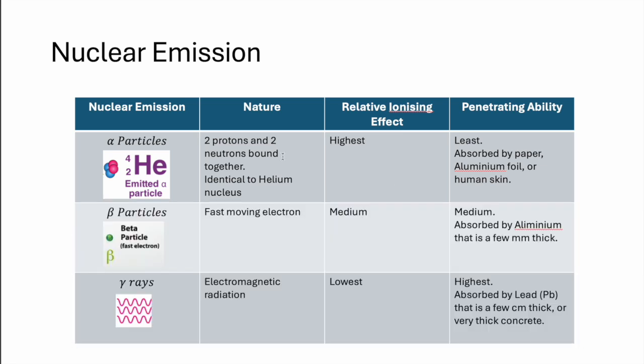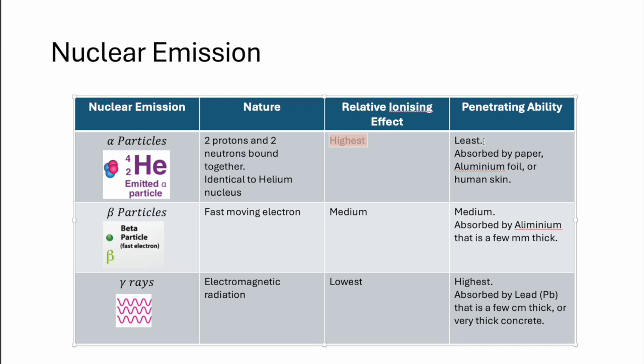So an alpha particle contains 2 protons and 2 neutrons, which is identical to a helium nucleus, and it has the highest ionizing effect. What does this mean? Ionizing effect means it is able to force an electron out of the material it comes into contact with, thereby producing an ion on the recipient material. Okay, so this is what makes it dangerous. It causes damage to the particles it comes into contact with.